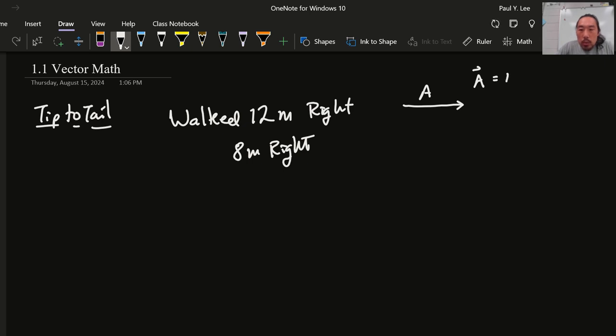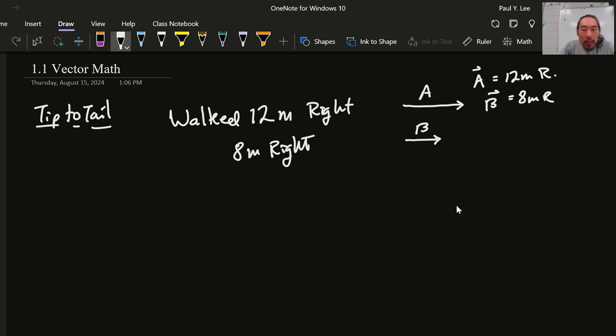A is 12 meters to the right. Okay. And now I'm going to draw B. And we know that B is going to be 8 meters to the right. So let's draw that right underneath of it. Now, because these are vectors, make sure your secondary arrow is smaller than the first arrow.